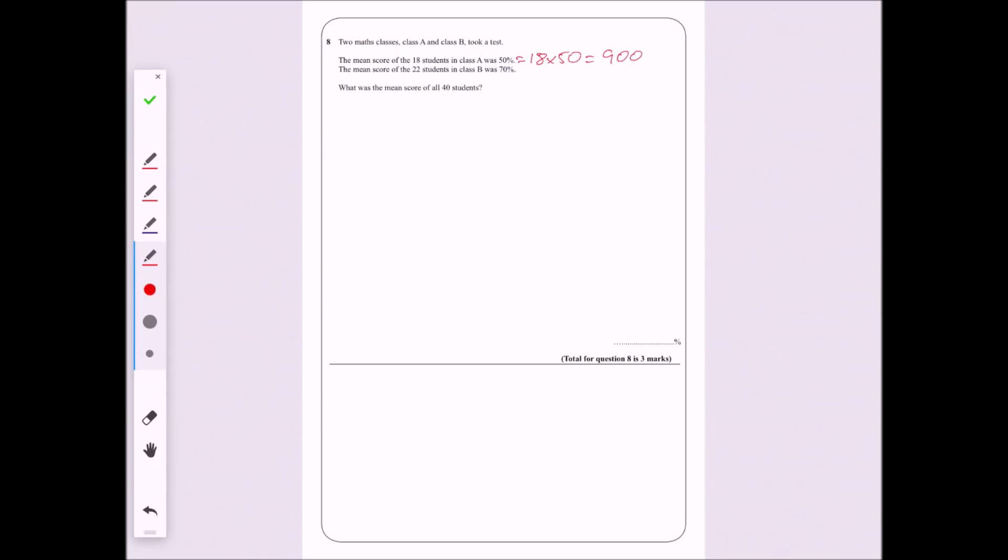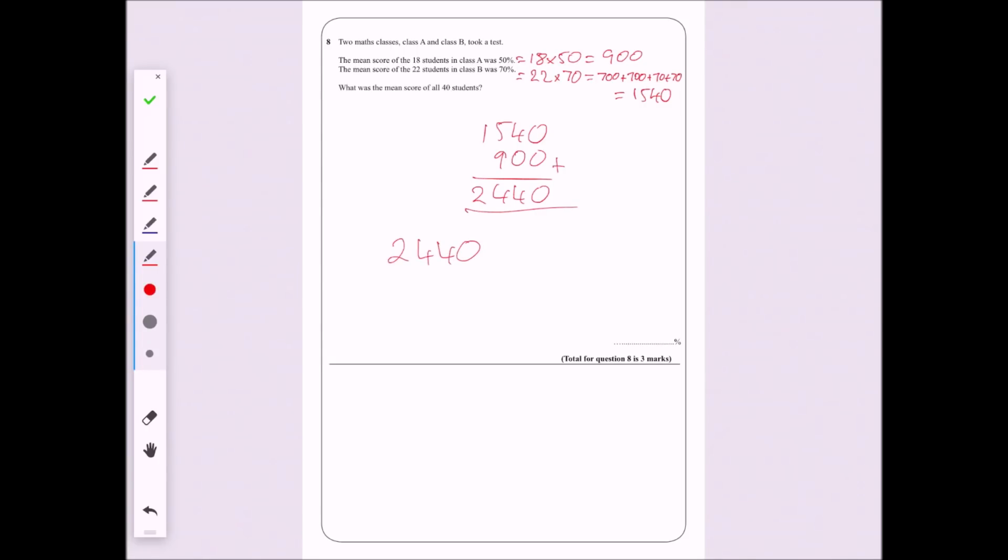So, even though we don't know the individual students' marks, we know that when we add up all those students, they add up to 900. Same for the second one. There's 22 students, each getting an average of 70. So 22 times 70, well, 10 times 70 is 700, another 700, another 70, and another 70 for 22 lots. That will be 1,540. So altogether, if we add those together, we get 2,440.